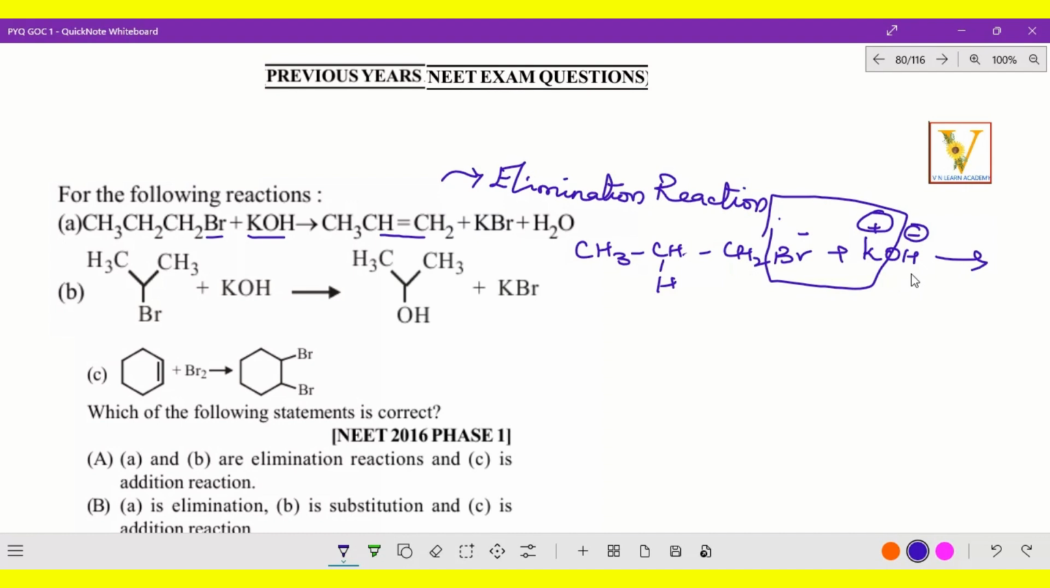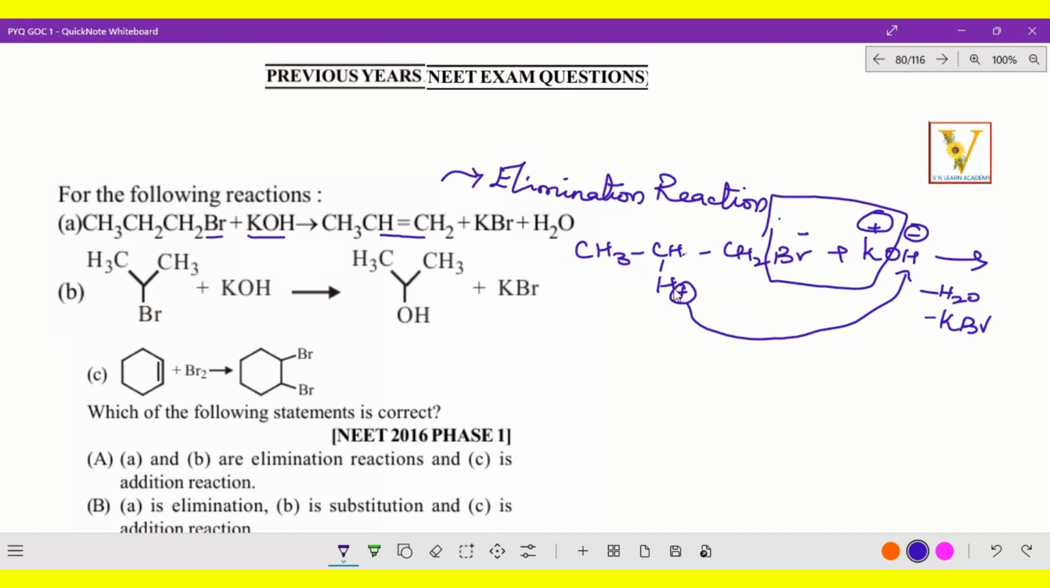And then OH minus, this H plus ion is actually on the carbon adjacent to it. So the H plus ion is attracted towards that OH minus, and you are getting a water molecule released. So there is the elimination of the water molecule as well as KBr. This is one way it is eliminating a water molecule; the other way it is eliminating halogen, dehydrohalogenation.